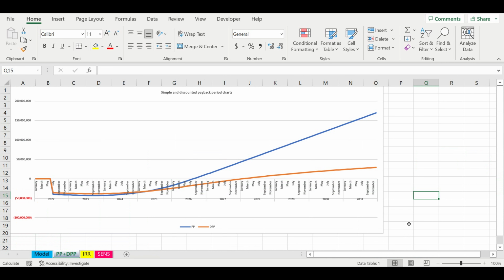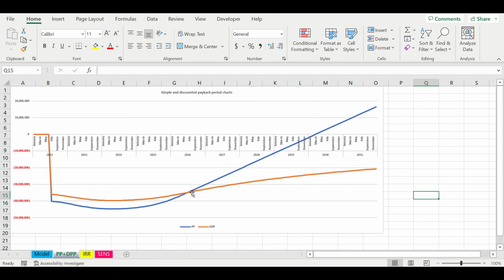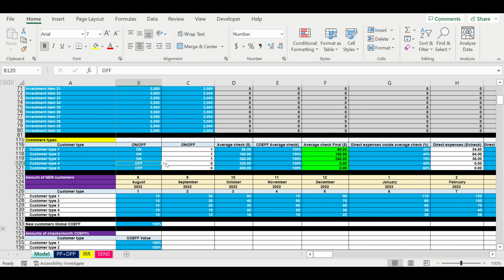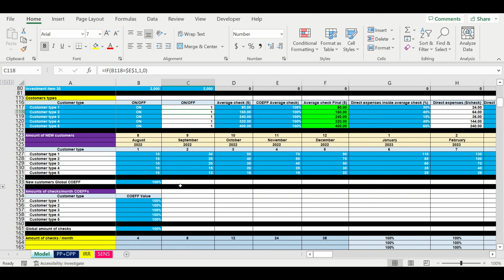We just need to wait a little bit and see how this type of customer affects the simple and discounted payback period, cash flow, and the amount of money we need. So we can quickly play with a huge amount of data if we create the coefficients, on-off buttons, and so on. Then we have a coefficient to play with all of the new customers at once.